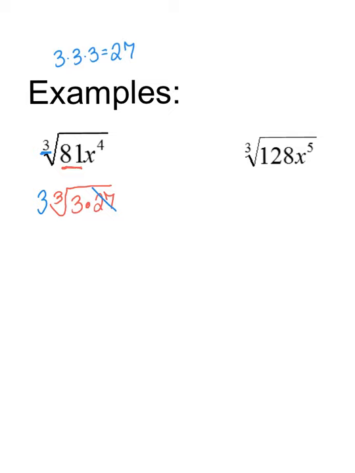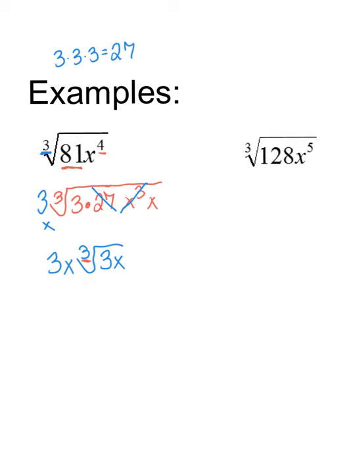Then if we look at the letters, the x to the 4th, I'm going to go down 1, so x to the 3rd times x. Now the cube root of x to the 3rd is just x. So my answer for this one would be 3x. The cube root underneath, I still have a 3, and I still have an x. You have to put the little 3 in the check mark because that tells us that it's a cube root.